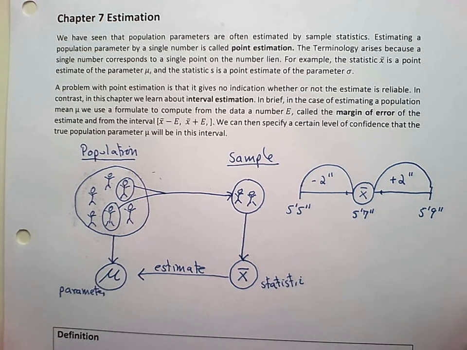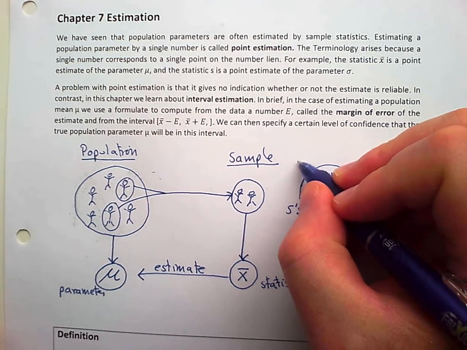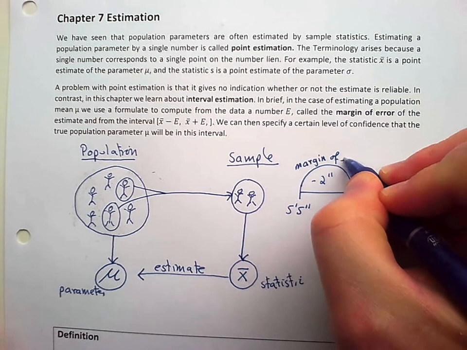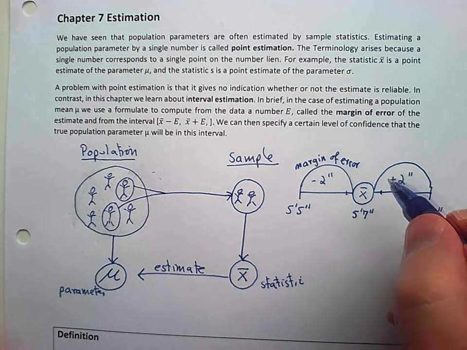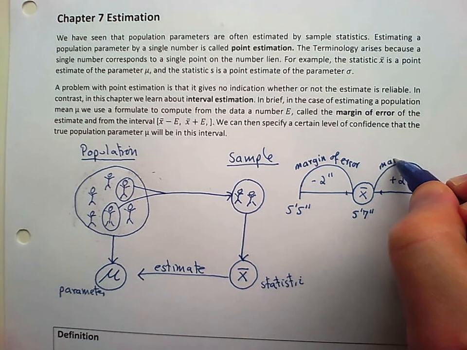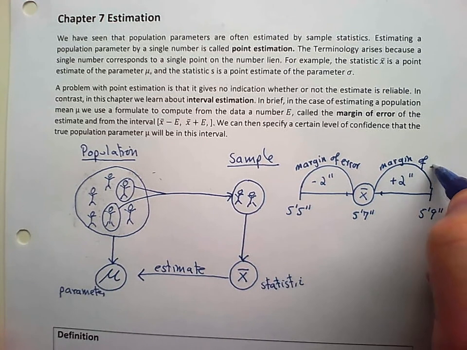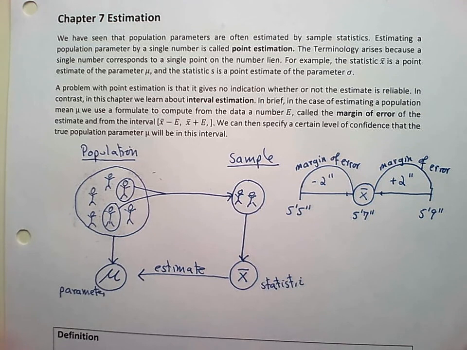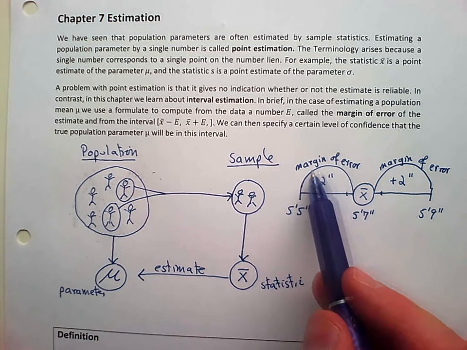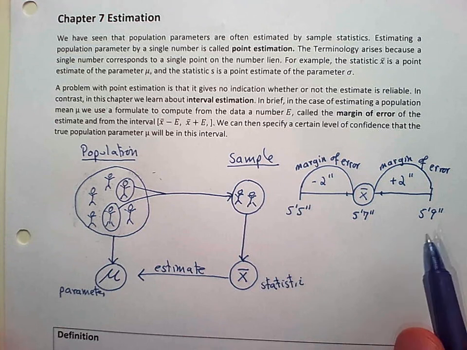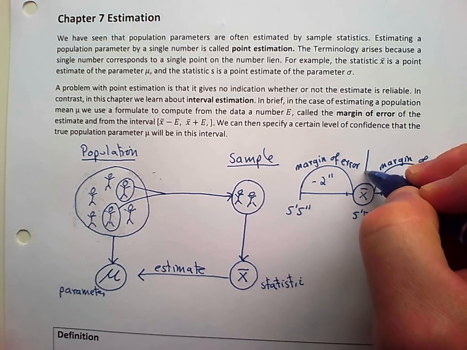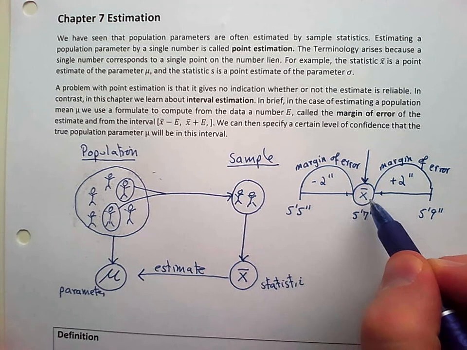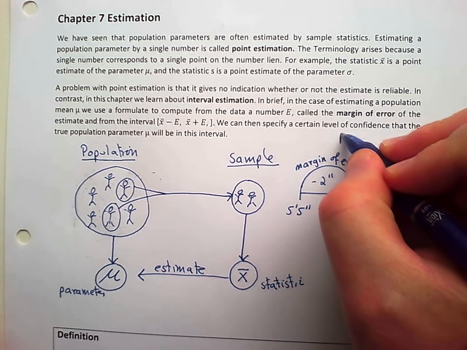And I've been calling it our wiggle room, but the technical term that we're going to use for it is our margin of error. Margin of error. So the wiggle room that we're giving ourselves, the amount that we're adding to and subtracting from this statistic right here, that's what we're going to call our margin of error. So we're going to subtract our margin of error and we're going to add our margin of error. Now, this point right here, too, the statistic that we've calculated out, this 5'7" number that I'm using, this is what we're going to call our point estimate.